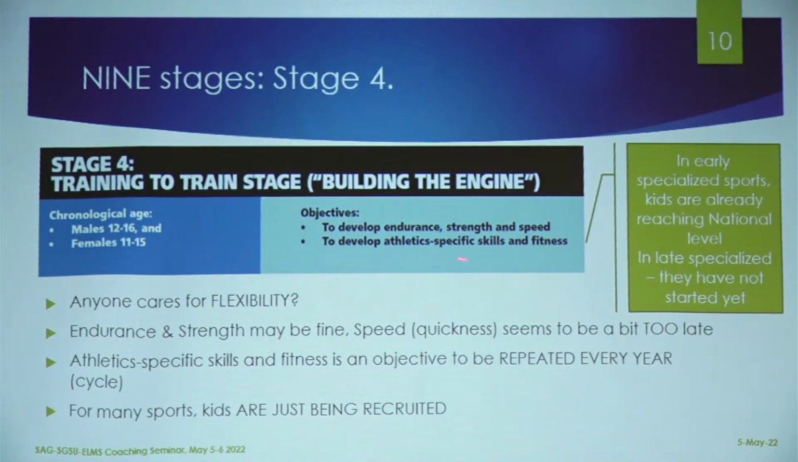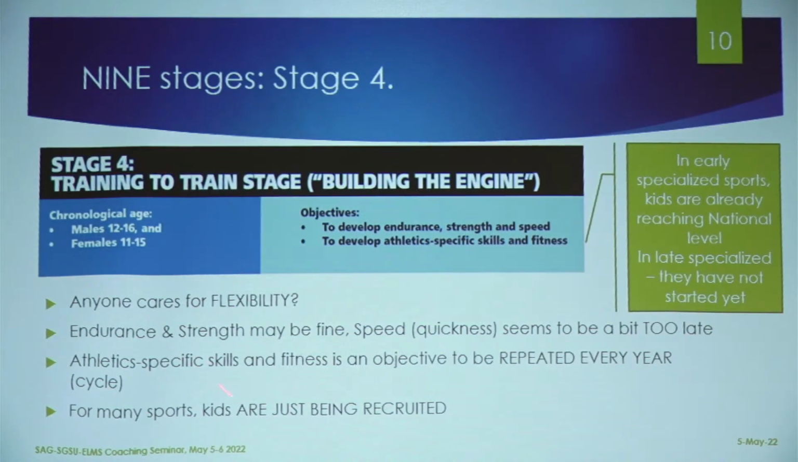So, to develop athletic-specific skills and fitness at the age of 11 and 12, I would still say it's a little bit too late. Although I'm not a proponent of early specialization, I will still say we have to do it earlier. All right? So, flexibility as mentioned already. Endurance and strength may be fine. Speed, quickness seem to be a bit too late. Remember when I was saying that elementary form of speed, like quickness, has to be developed a bit earlier. This is the time when the complex forms of speed can be actually in place and could be developed.